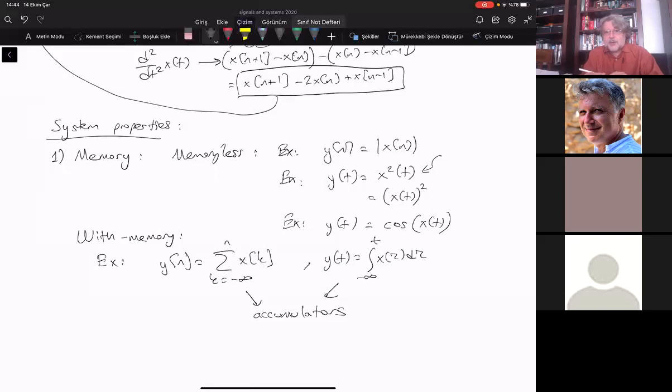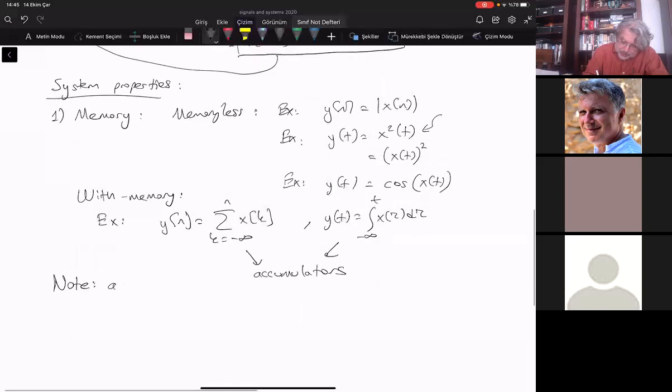And accumulators are also known as integrators. In continuous time, of course, it's integration, but in discrete time, they also sometimes call it an integrator. It's integrating the input and coming up with a value. That's called, note: accumulators are inverses of derivatives or differences.